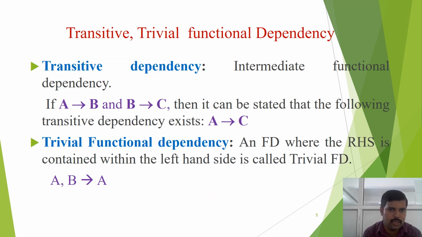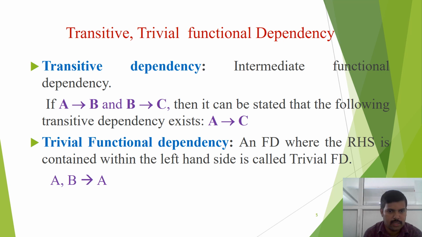Next, we'll move on with transitive and trivial functional dependency. Transitive dependency is otherwise called intermediate functional dependency. Transitive dependency occurs, for example, if A determines B and B determines C, then it can be stated that A can indirectly determine C. So this is a transitive dependency.